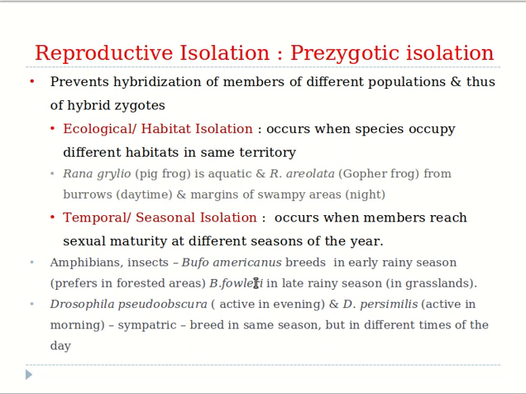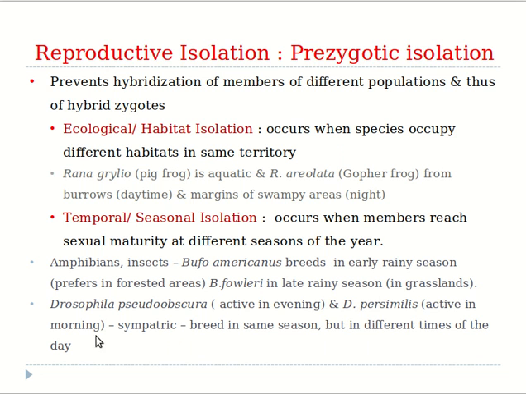But there are certain times when, very occasionally, the two seasons overlapped. In such cases hybrids were formed, but it was very rare. Another example is from an insect, Drosophila. Drosophila pseudoobscura is active in the evening, and Drosophila persimilis is active in the morning.